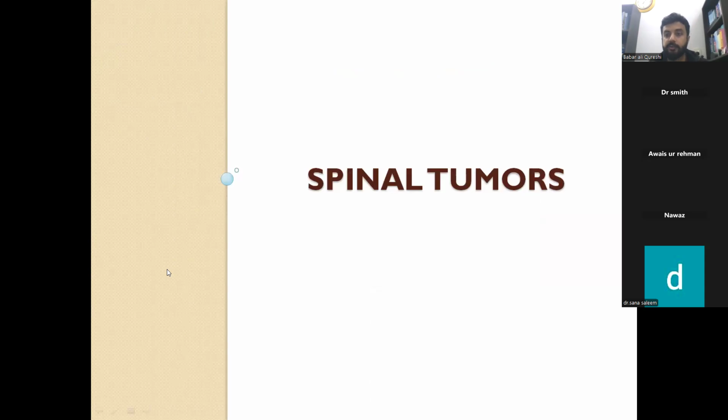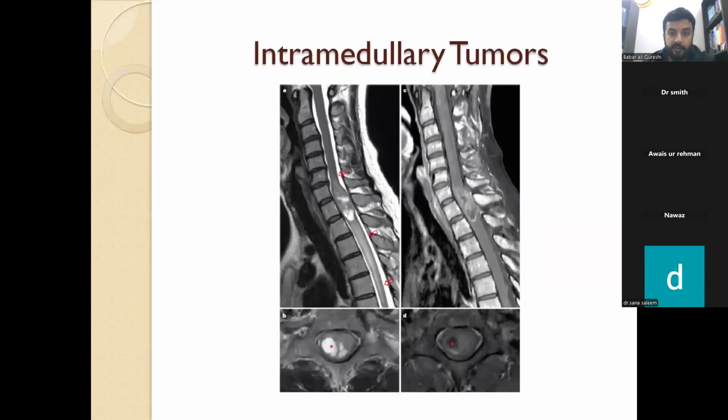Moving towards the spinal tumors. Now, the spinal tumors can be divided into three compartments: extradural, intradural but extramedullary, or the intramedullary tumors. One by one, we look at all three of them. First of all, starting from the intramedullary tumors, which are usually ependymoma, astrocytoma, or hemangioblastoma.